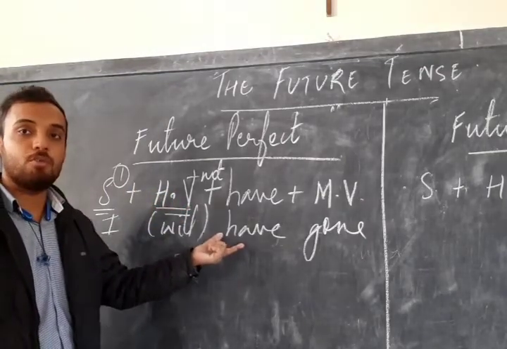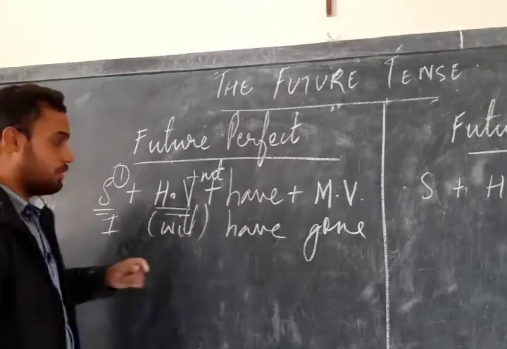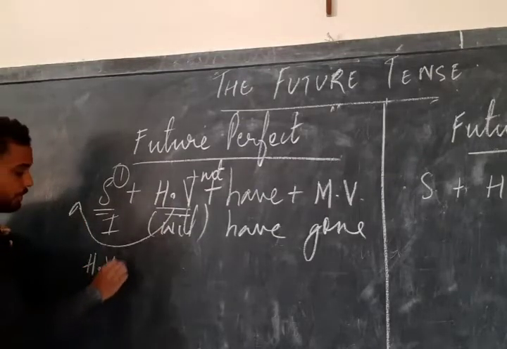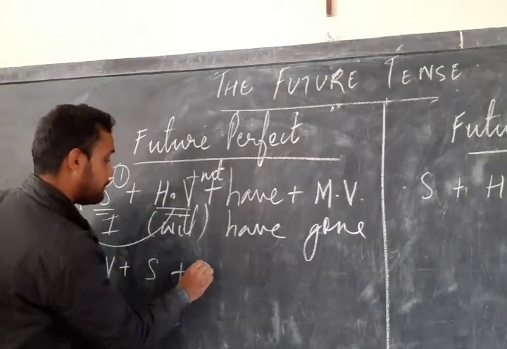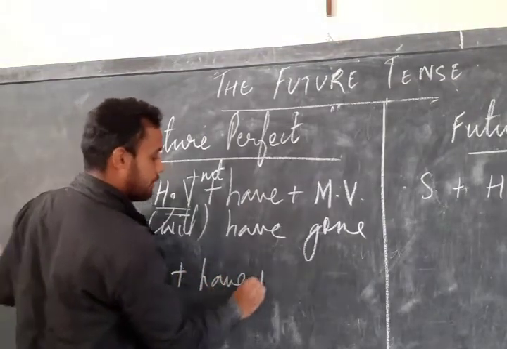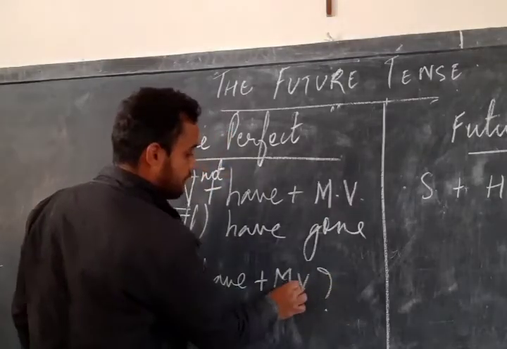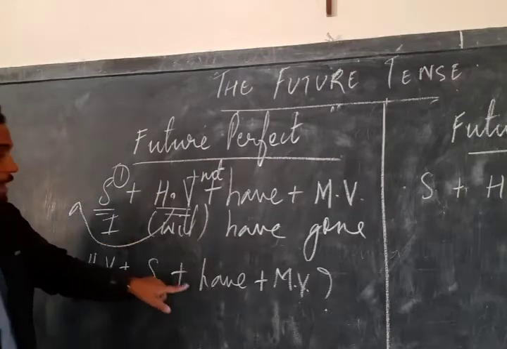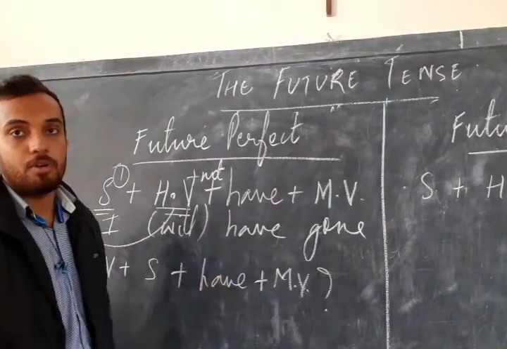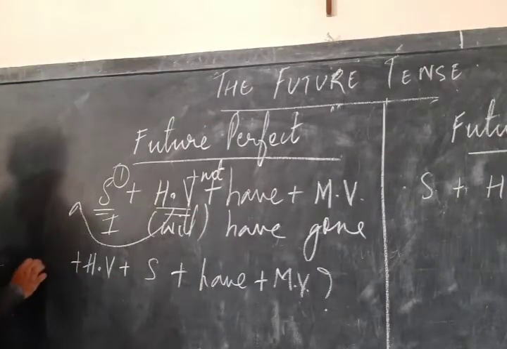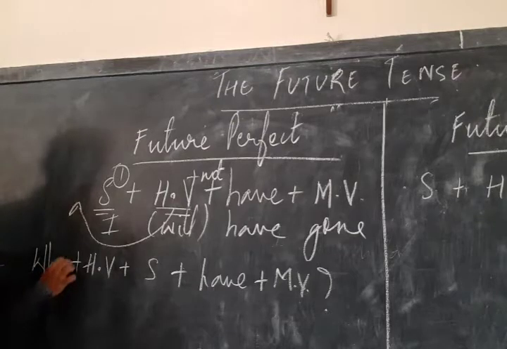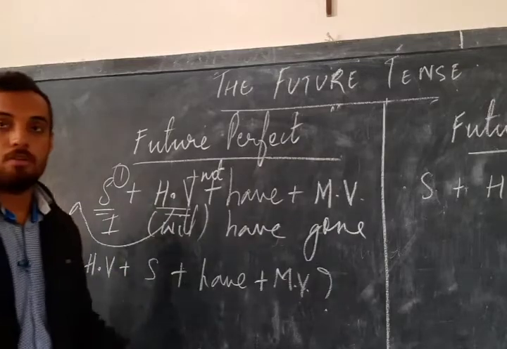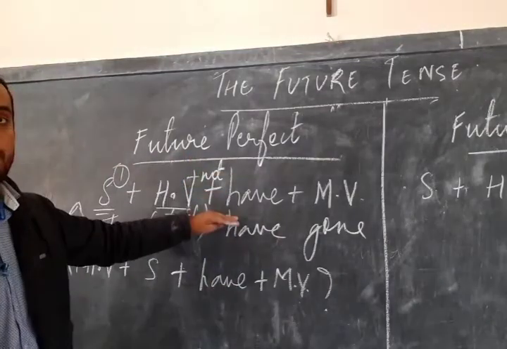Now to transform it into an interrogative sentence, a yes no question, we have to use the helping verb at the beginning. Meaning helping verb plus subject plus have and the main verb in past participle form with a question mark. Okay? So the question becomes, will I have gone? Will I have gone? Again, add a question word to it. It becomes an information question. When will I have gone? Okay? So this is the structure for future perfect tense.